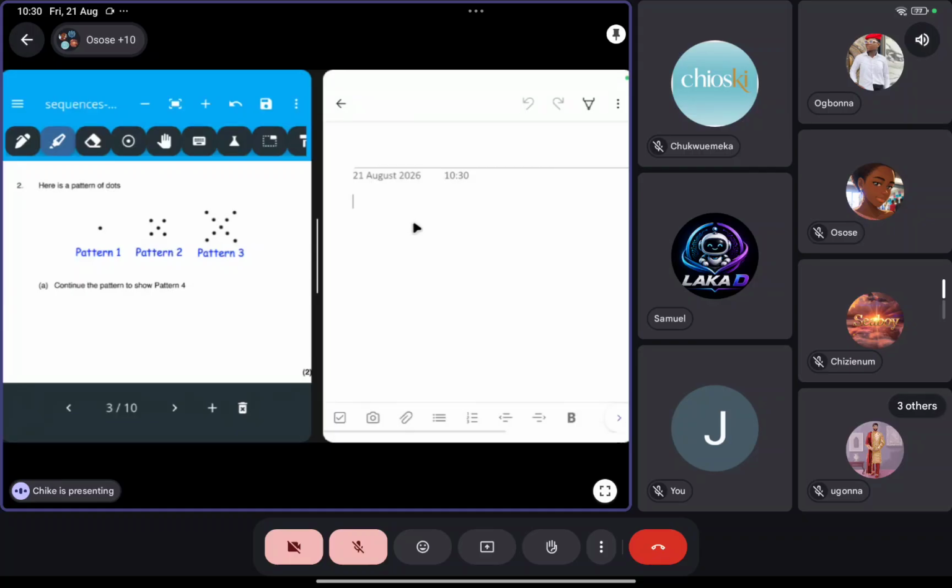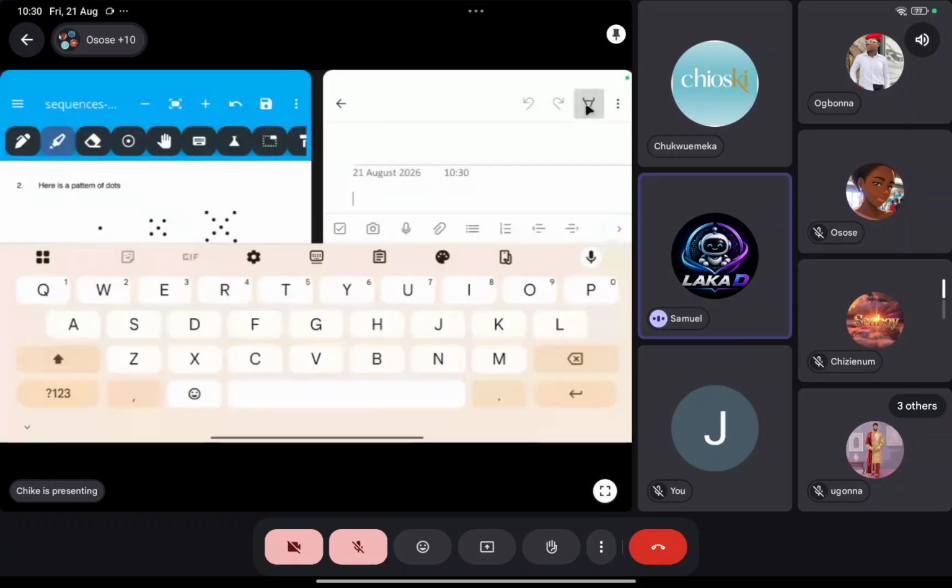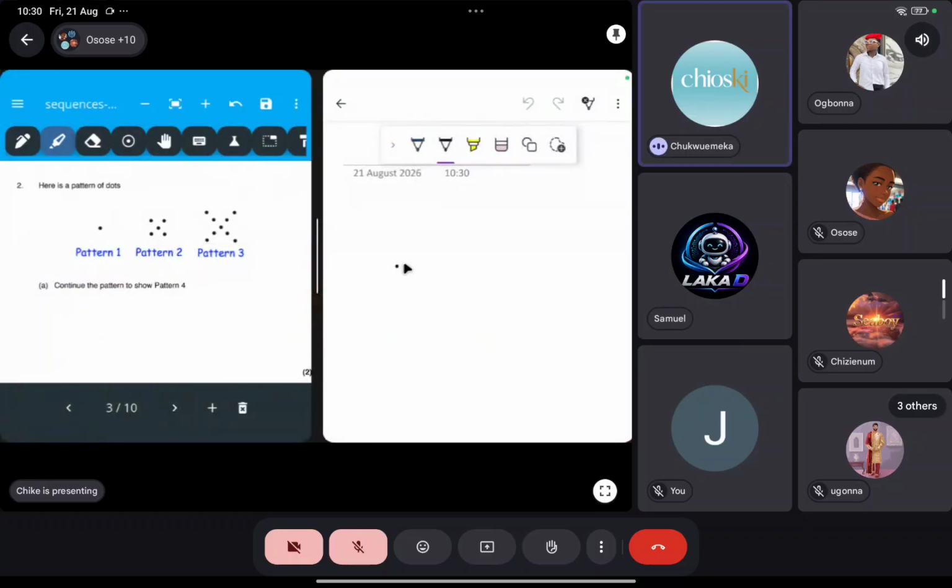The second one has dots, then with 4 extra dots. They are adding 4 dots to each pattern. They're adding 4 dots to each of them.